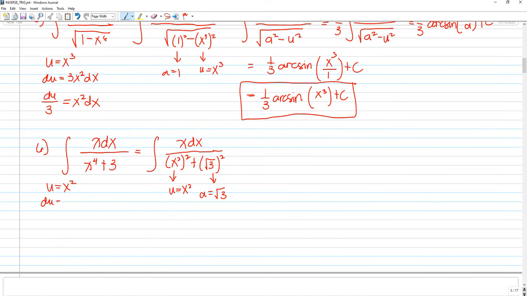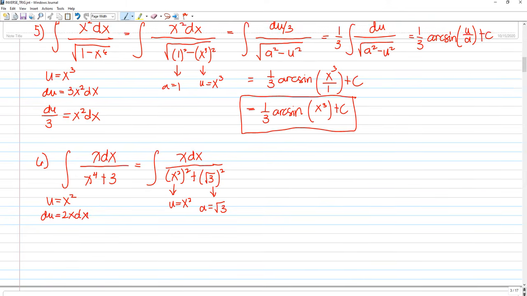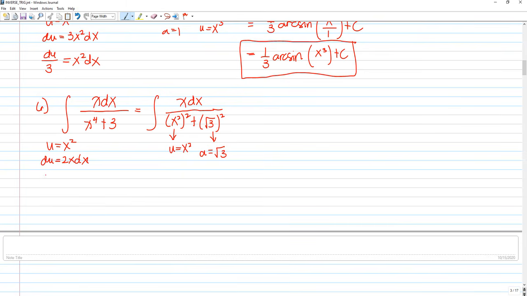So our u will be x squared. Get the derivative. We have 2x dx. Okay, x dx is present in the numerator, so I would have to leave x dx on the other side. So we have du all over 2, and we have x dx here. Of course, our a equals square root of 3. So perform now the substitution. So we have x dx, which is du all over 2, all over u squared plus a squared.